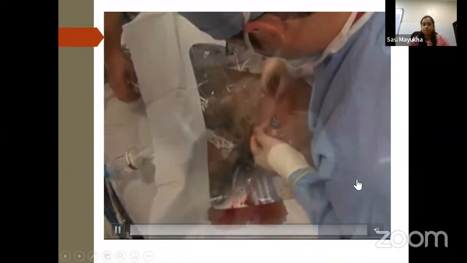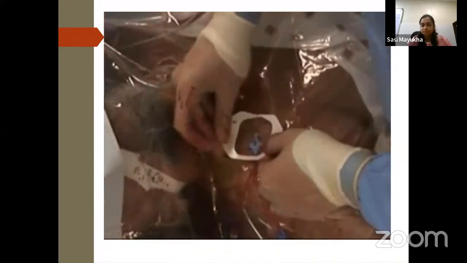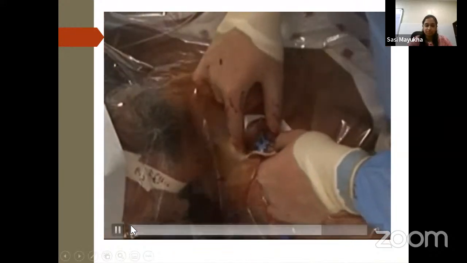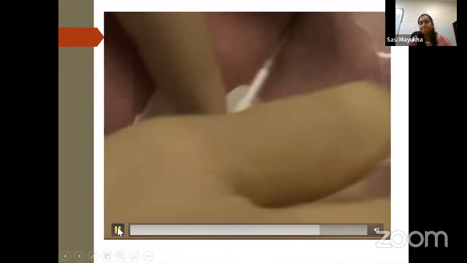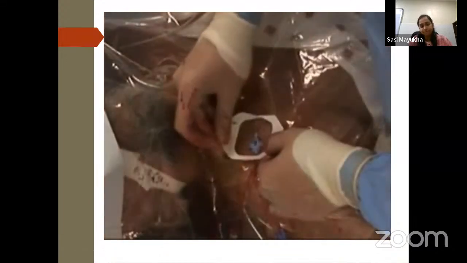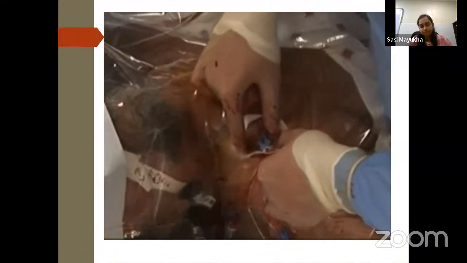Place caps on the hubs and secure the line in place. Apply a sterile dressing before removing the drain. So here you can see how he placed the sterile dressing, which I was telling you earlier. Secure the line in place.